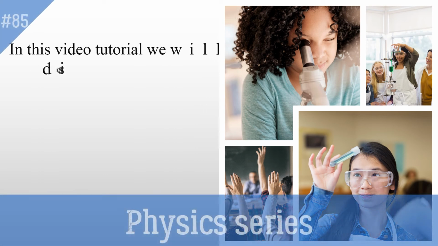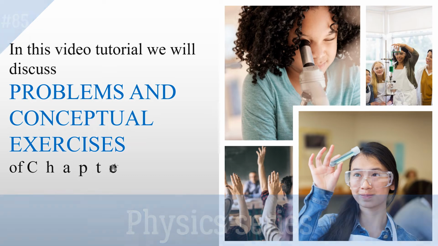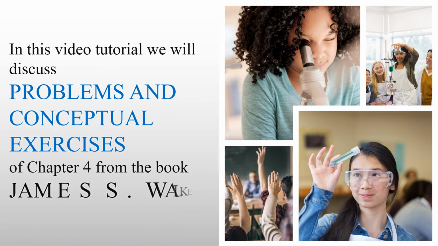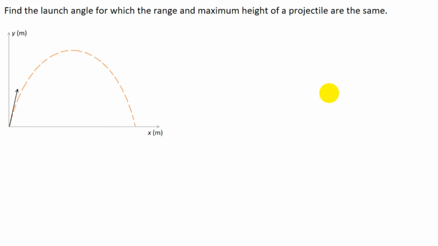In this video, we'll discuss the problem and conceptual exercises of chapter 4 from the book by James Walker. So let's start. In this question, we have to find the launch angle for which the range and the maximum height of a projectile are the same. This is what we call the range, the horizontal distance traveled by the projectile before landing, and this is the maximum height h max.